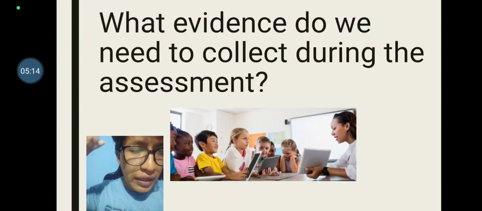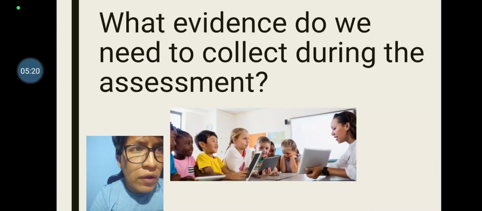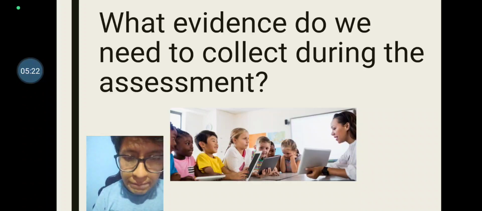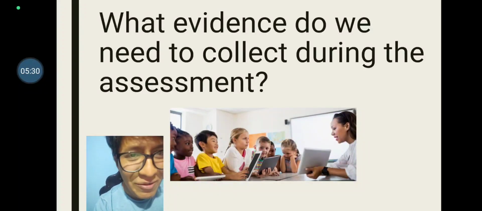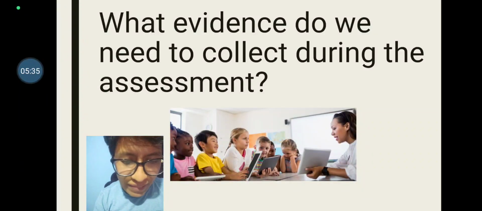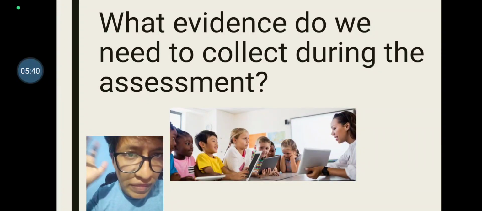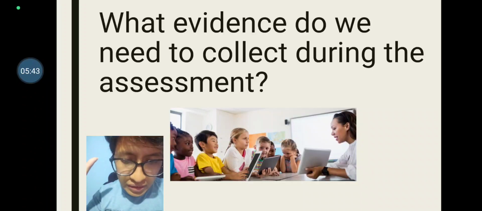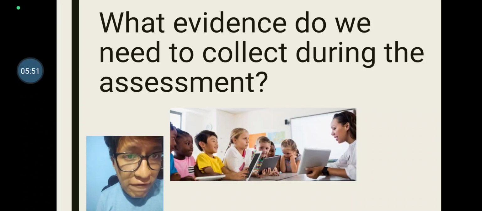And the last one, which I consider a good question: what evidence do we need to collect during the assessment? I think this is very important for the materials and the tools. It sounds redundant, but the feedback is so important. The feedback, the opinions, and the thoughts that the students have for us. I think this is very important because we need to improve every class.